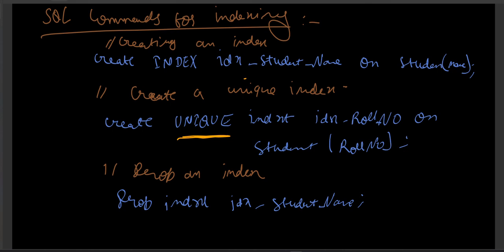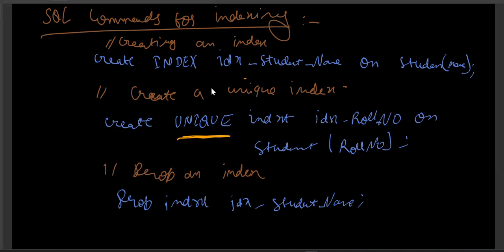Okay. So the next one is for dropping an index. We have to do nothing, we just write the command DROP INDEX and the index name. So it will drop that index. Okay. So this is how we write the SQL commands for indexing.